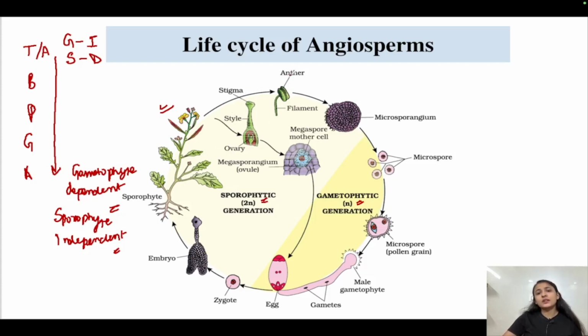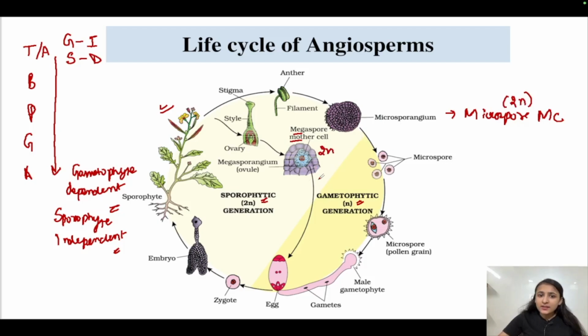This is the male reproductive organ, which is the stamen. They comprise the microsporangium and the megasporangium respectively. Microsporangium will comprise the microspore mother cell, and the megasporangium will comprise the megaspore mother cell. The megaspore mother cell is diploid. Similarly, microspore mother cell is also diploid.